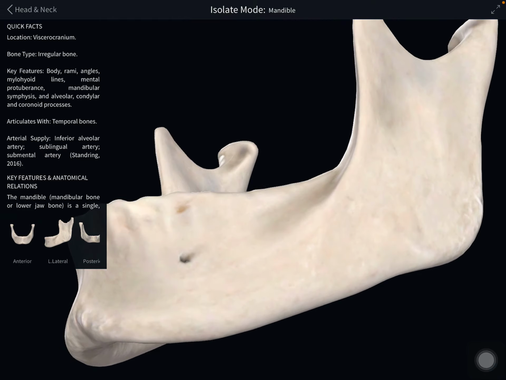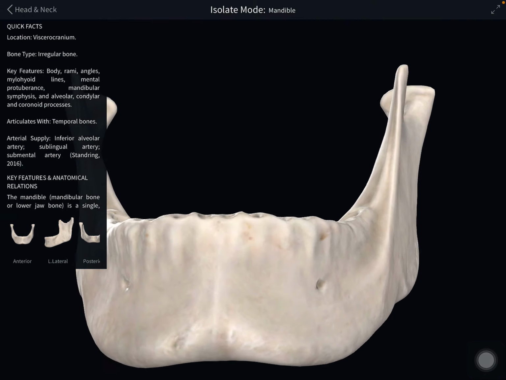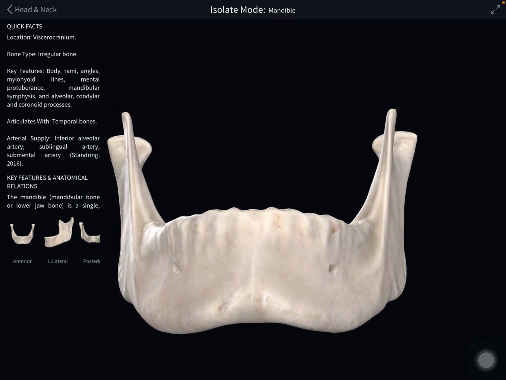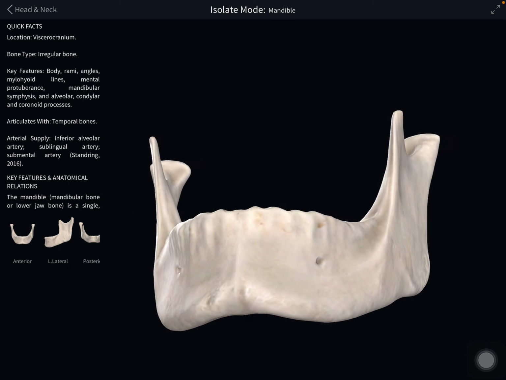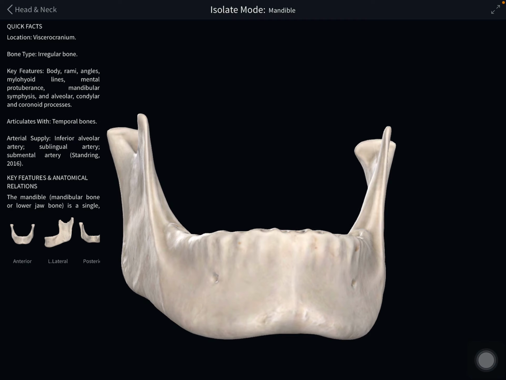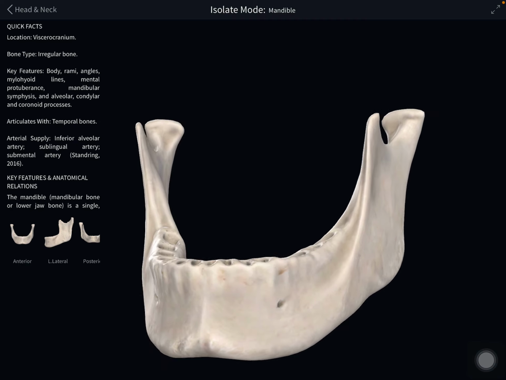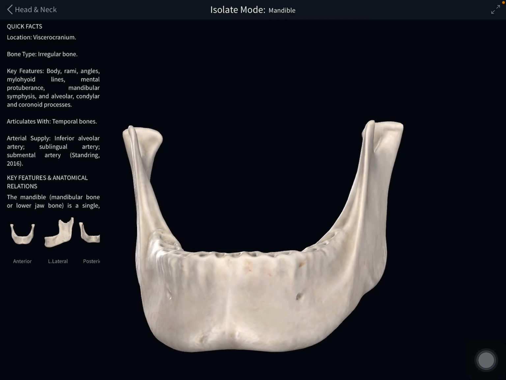So lateral surface and medial surface. Now we have to see the body of the mandible. So now we have completed the ramus of the mandible, which has two surfaces and two processes. Two surfaces are the lateral surface and the medial surface, and two processes are the coronoid process and the condylar process.